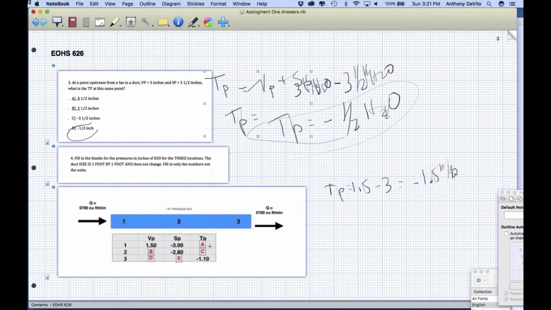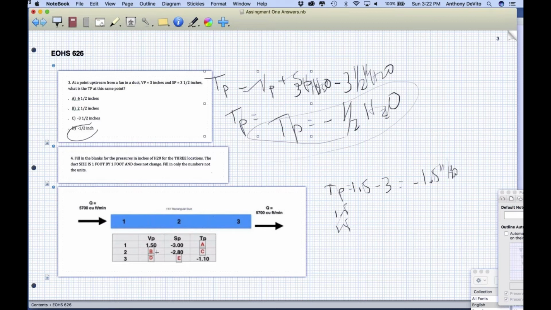Now, next, let's see. We don't know what our velocity pressure is in B, but I think in the problem it tells you that it's a 1 by 1 foot square duct, right, going straight through. It doesn't change size. Well, in that case, the velocity is always the same, so the velocity pressure is always the same. Remember, velocity pressure is related to the actual velocity of the air moving through the ductwork. So B and D are both 1.5. Both of those quantities are 1.5.